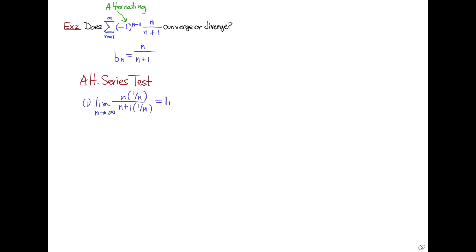That gives us the limit as n approaches infinity of 1 over 1 plus 1 over n. And as n goes to infinity, 1 over n goes to 0, giving us 1 over 1 plus 0, which is 1, and 1 is not equal to 0. Now, we have not satisfied the hypotheses of the alternating series test, and the alternating series test does not prove divergence.